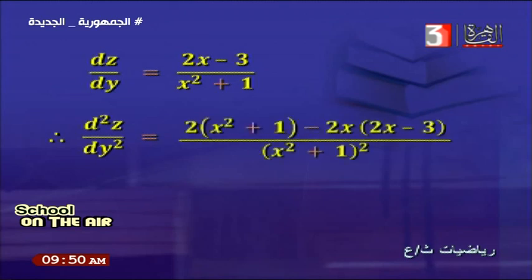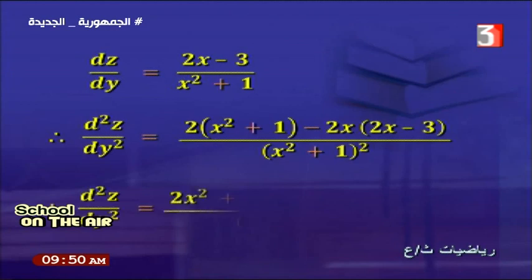The second derivative of this function, d²z/dy², equals the derivative of the numerator, which equals 2 times the denominator (x² plus 1) minus the derivative of the denominator 2x multiplied by the numerator (2x minus 3), over (x² plus 1) all to the power 2. And this derivative is with respect to the variable x, then multiply this derivative times dx/dy.